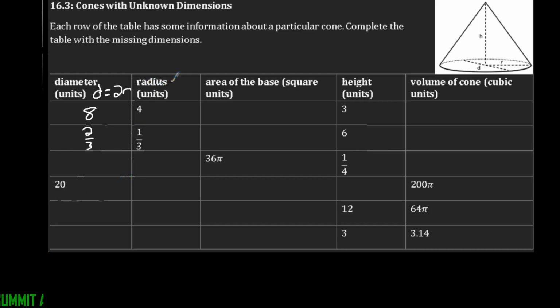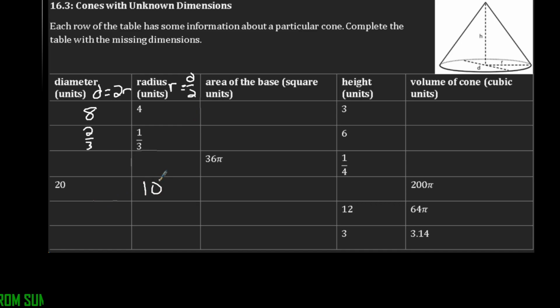Same idea with the radius. If we have the diameter, radius equals d divided by 2. So for this one, 20 divided by 2 is 10. So you can fill in some parts that you have already. Otherwise, the area of the base is going to be pi times the radius squared. So we do 4 squared times pi, which is the same as 16 pi.